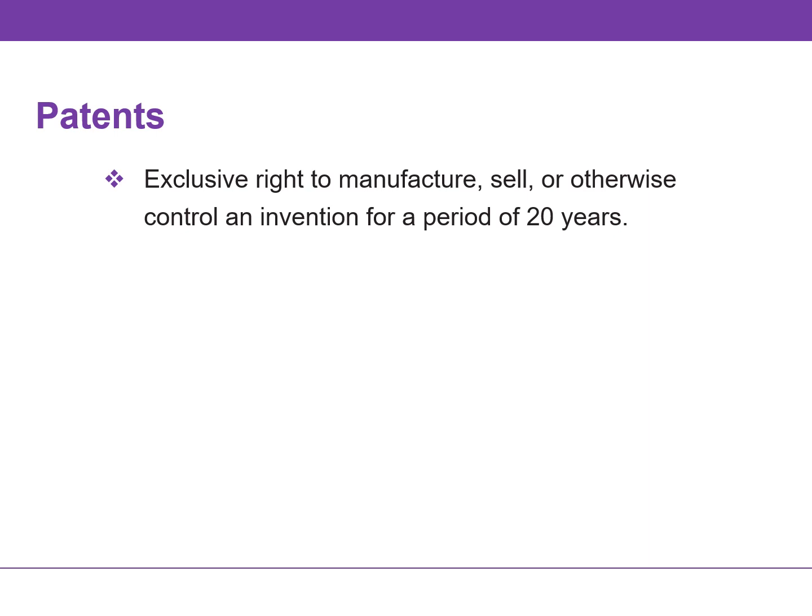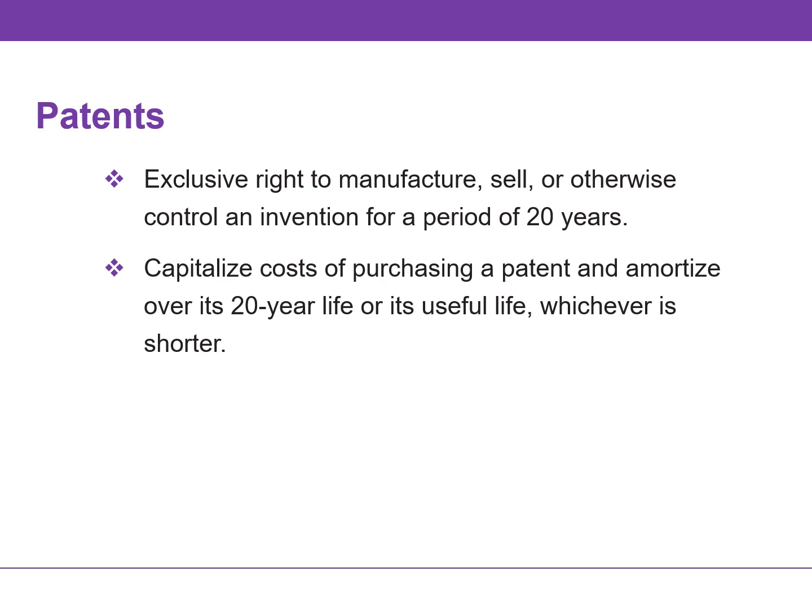A patent is an exclusive right issued by the U.S. Patent Office that enables the recipient to manufacture, sell, or otherwise control an invention for a period of 20 years from the date of the grant. The initial cost of a patent is the price paid to acquire the patent. Companies amortize the cost of the patent over its 20-year life or its useful life, whichever is shorter.